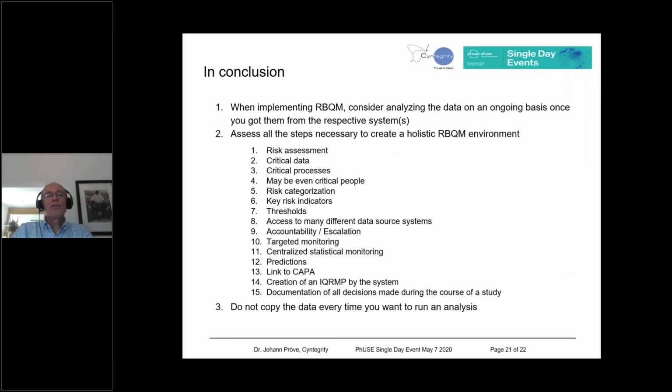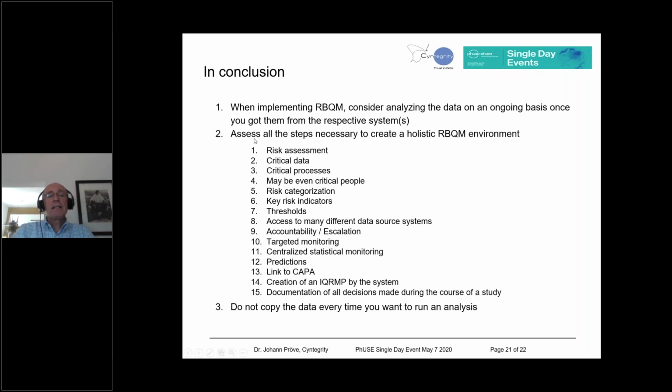So in conclusion, when implementing risk-based quality management, one has to consider analyzing the data on an ongoing basis once they were made available. On an ongoing basis, as I indicated, means one has to look at the frequency and not do it too frequent, but frequently enough to be able to identify the risk.